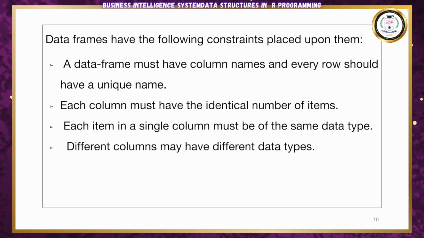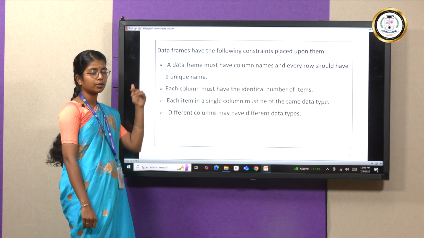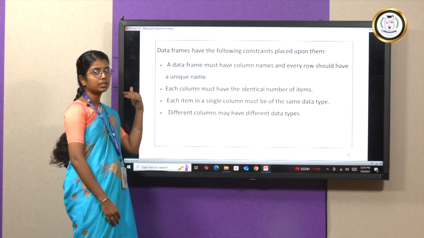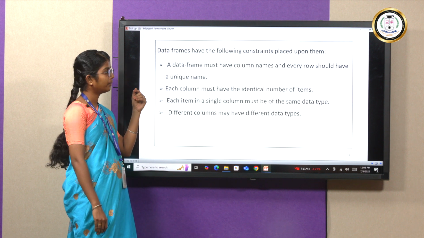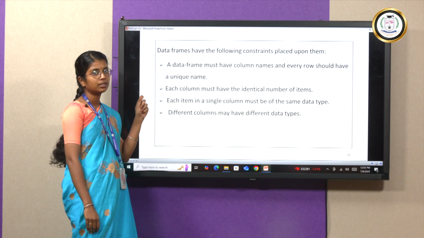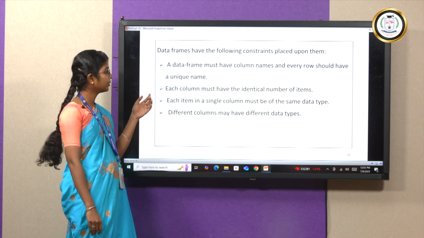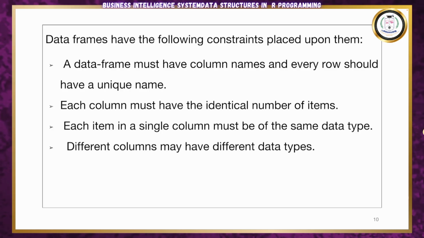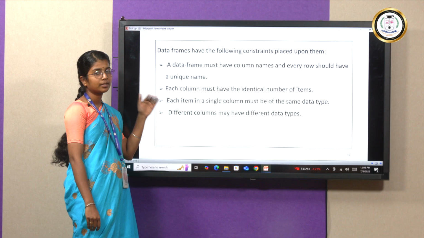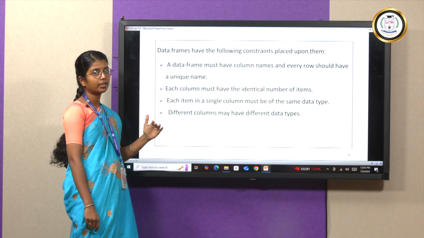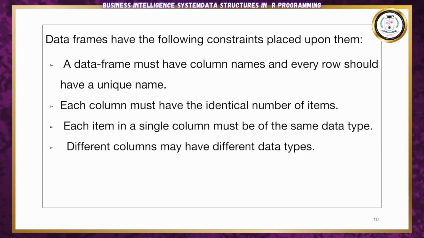Your first condition is that we are having rows and columns. Every column must have separate names, and every row should have a unique name. That is, no duplicate values. The second condition is each column must have an identical number of items. That is, if I take name, all the columns must have a name. The third condition is each item in a single column must be of the same data type.